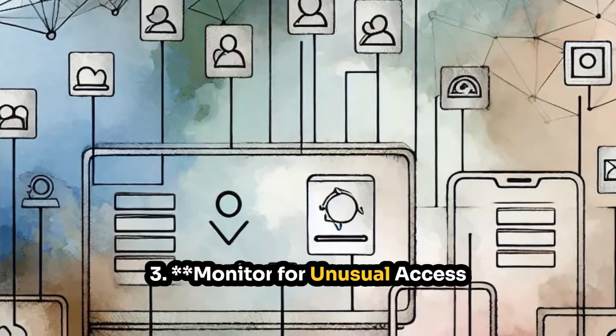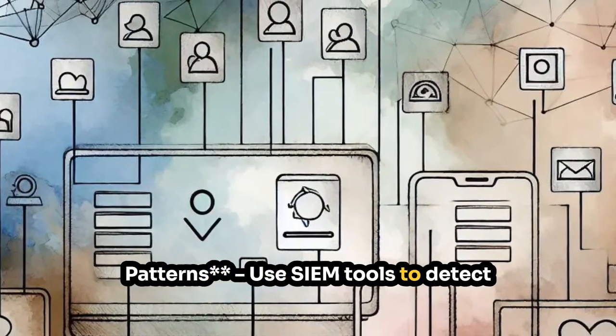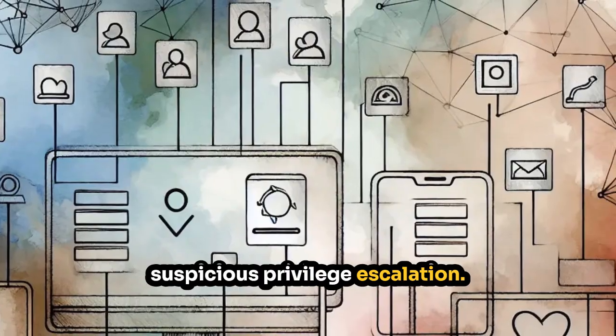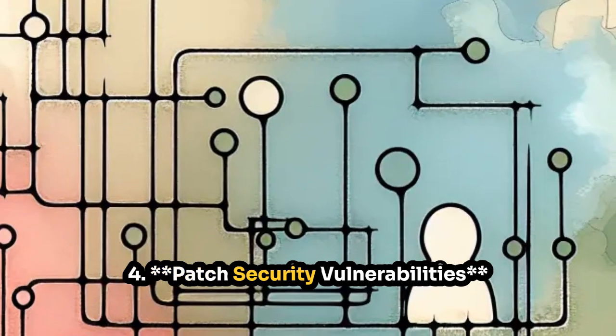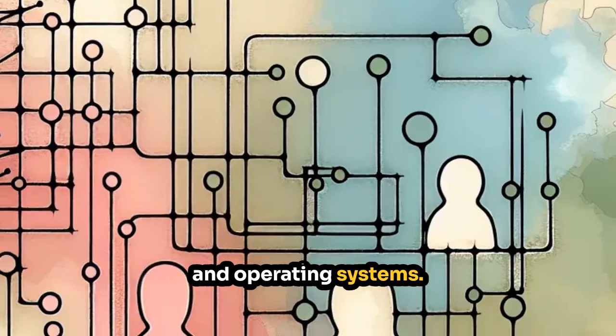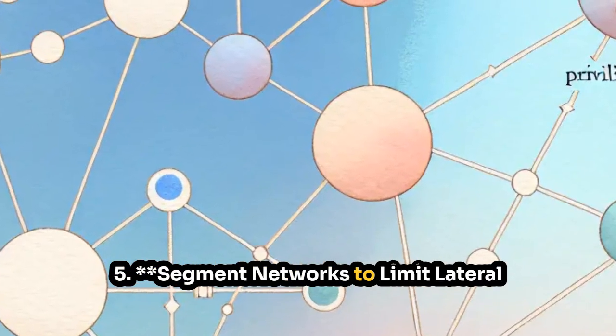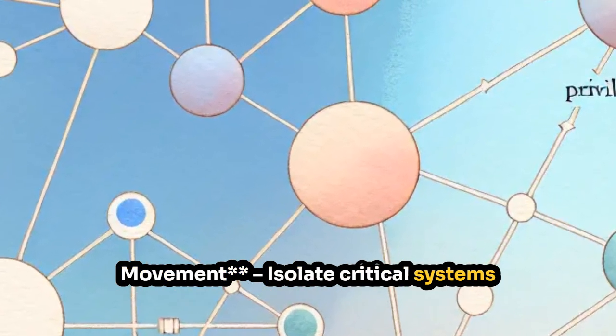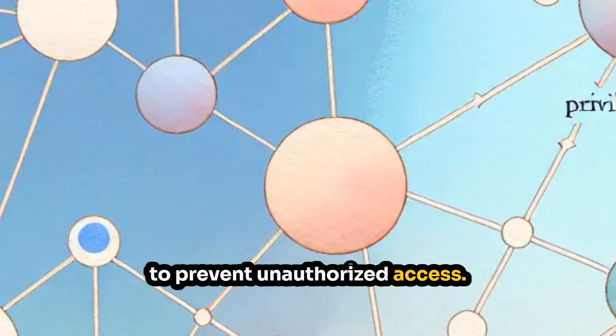3. Monitor for unusual access patterns. Use SIEM tools to detect suspicious privilege escalation. 4. Patch security vulnerabilities. Regularly update software and operating systems. 5. Segment networks to limit lateral movement. Isolate critical systems to prevent unauthorized access.